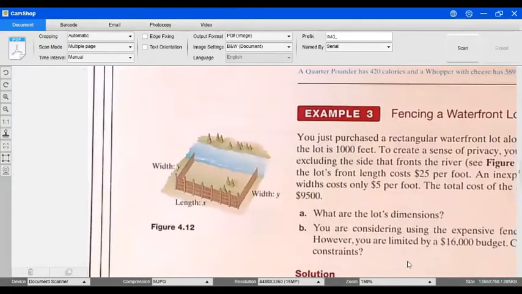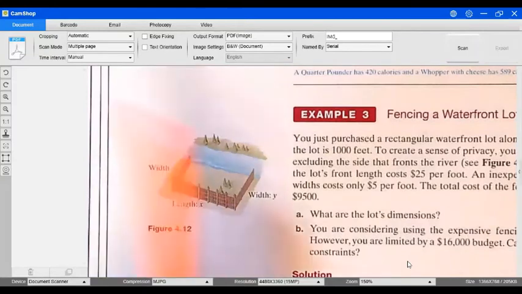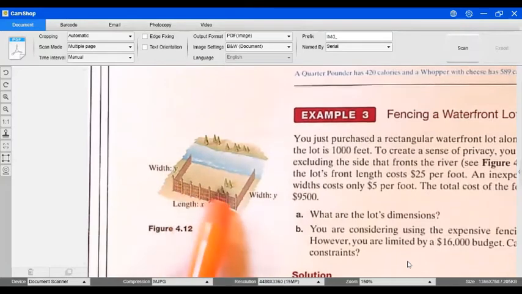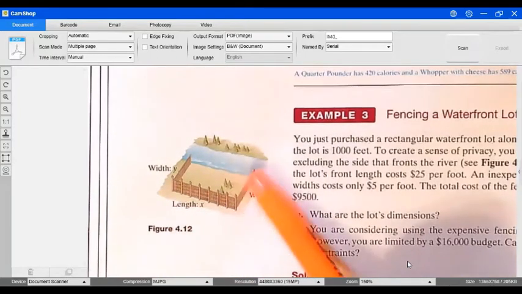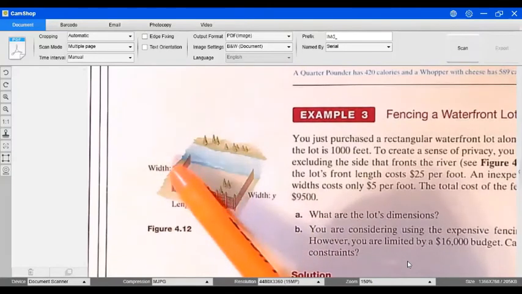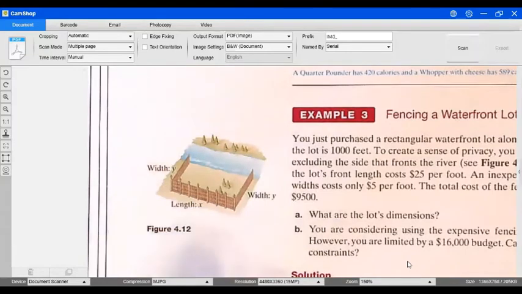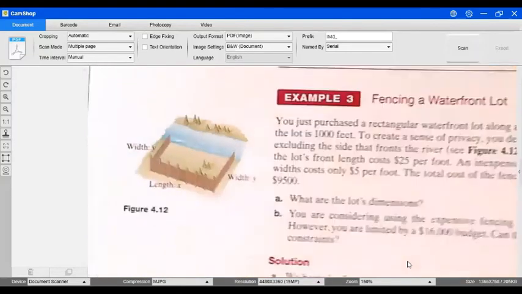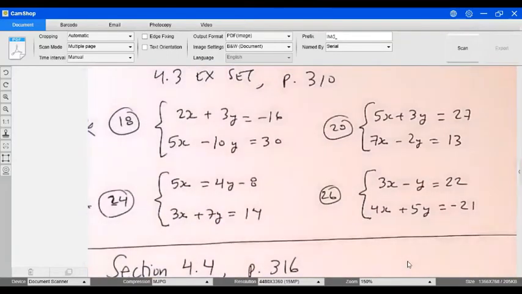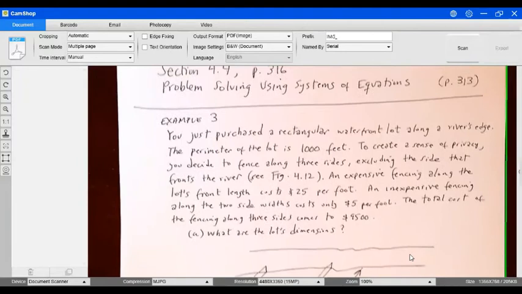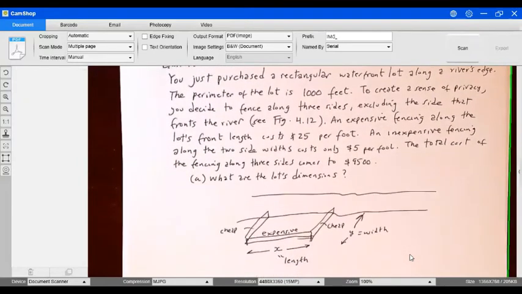So you have here figure 4.12. You can see that this is the river, and this is the lot, and this is the expensive fencing, and this is the inexpensive or cheap fencing, and this is the other part with the cheap fencing. So we're going to need to find the dimensions of this lot. I'm just going to copy the problem into our notes. I have copied the problem here, and I also drew the figure here.